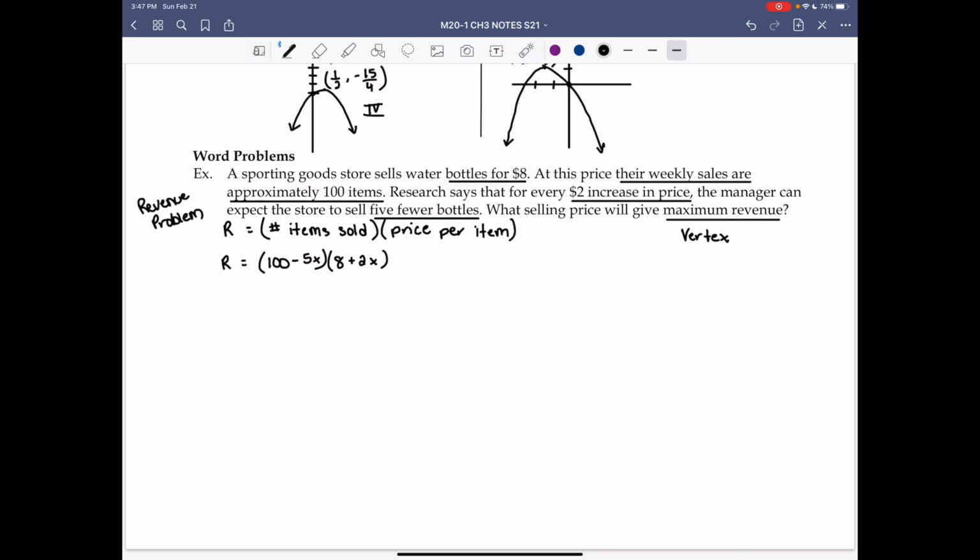To get the vertex, we can algebraically change the quadratic from general form to vertex form by completing the square. So to do that, we need this in general form. So we're going to multiply the two binomials together. So we get R equals 100 times 8 is 800. 100 times 2x is 200x. Negative 5x times 8 is negative 40x. And negative 5x times 2x is negative 10x squared.